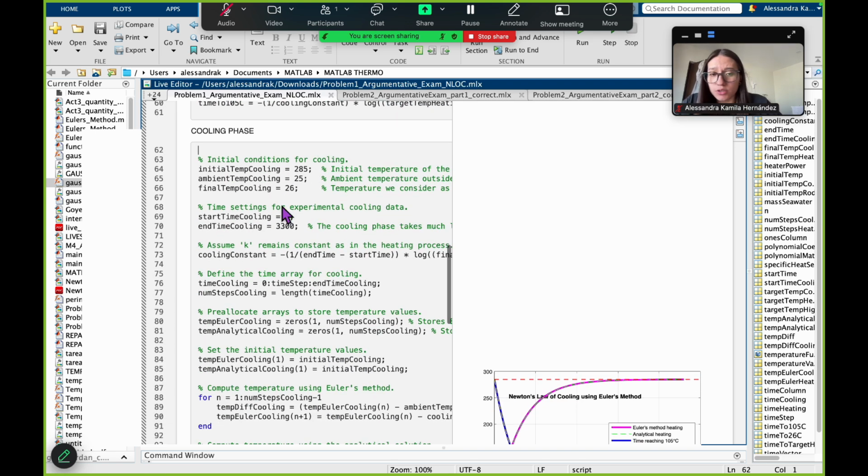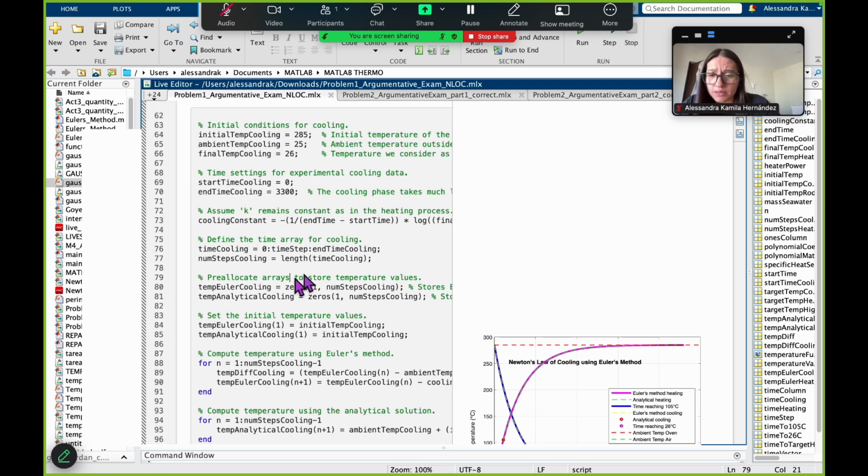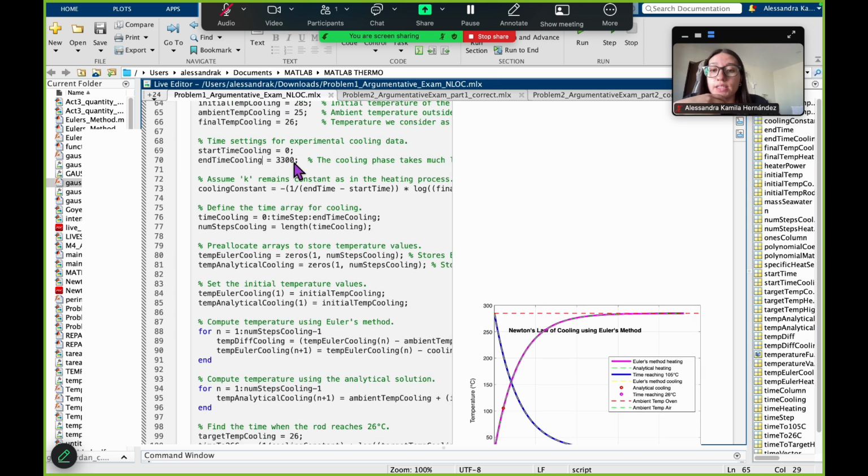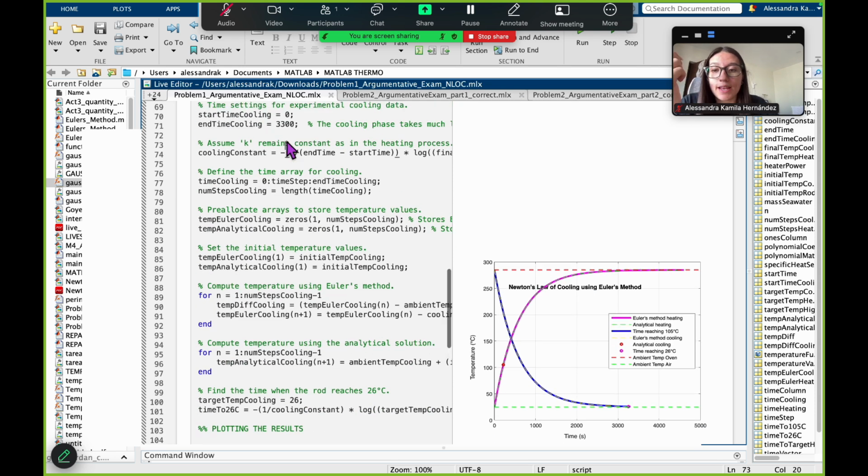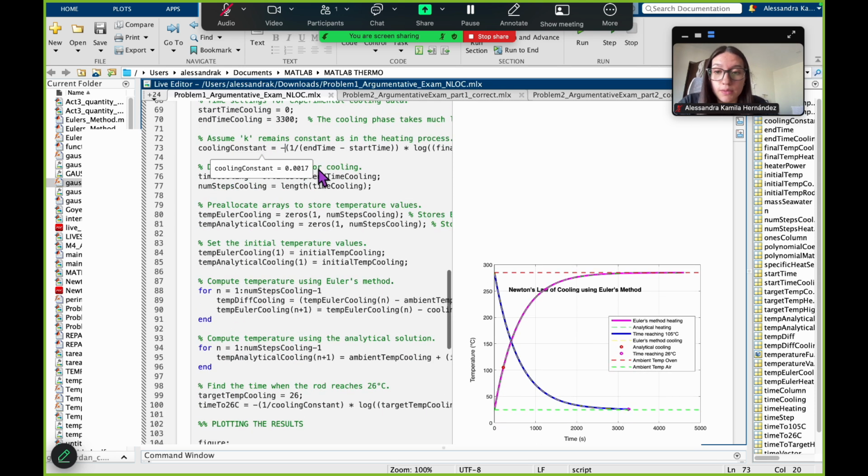And the cooling phase is basically the same. The only thing that is different, of course, is the initial temperature and the ambient temperature. And the time I calculated manually. Then I'm assuming K is the same because it's the same process, only the inverse.